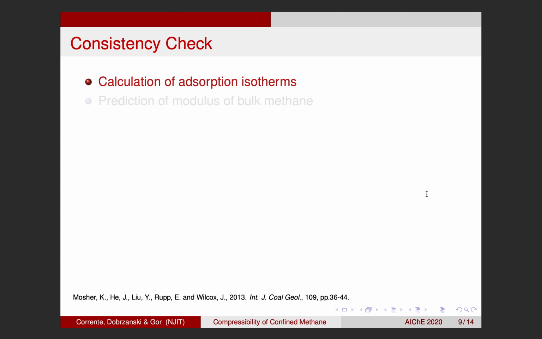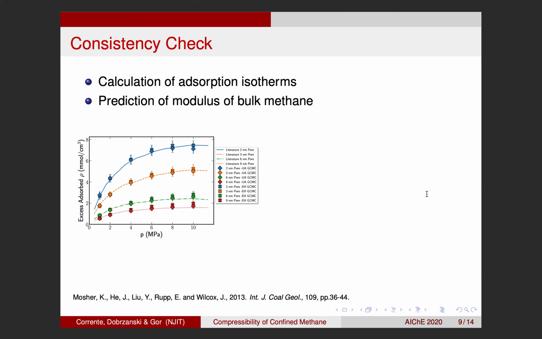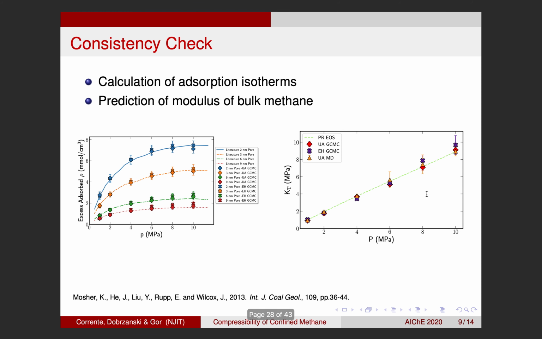All right, we started from a simple consistency check: we reproduced the adsorption isotherms, and also predicted the modulus of bulk methane before calculating it in confinement. The adsorption isotherms, using both united atom and explicit hydrogen methane, matched nicely with the isotherms from the Mosher paper. And when we calculated the elastic modulus using different models, they were all consistent for the bulk methane, and also consistent with the elastic modulus predicted based on the Peng-Robinson equation of state.